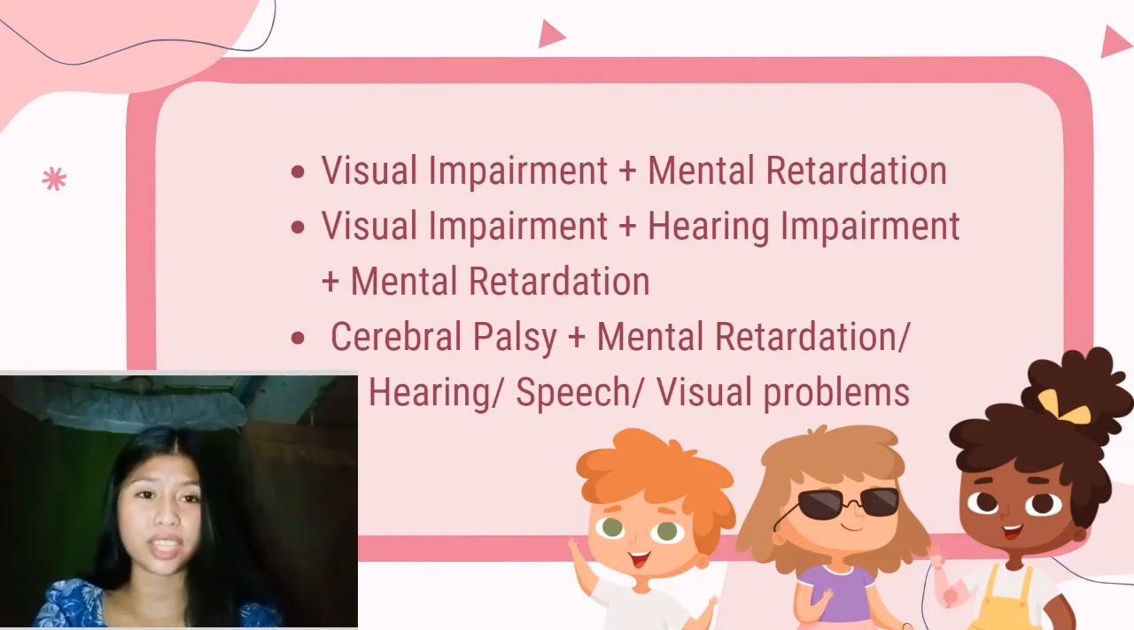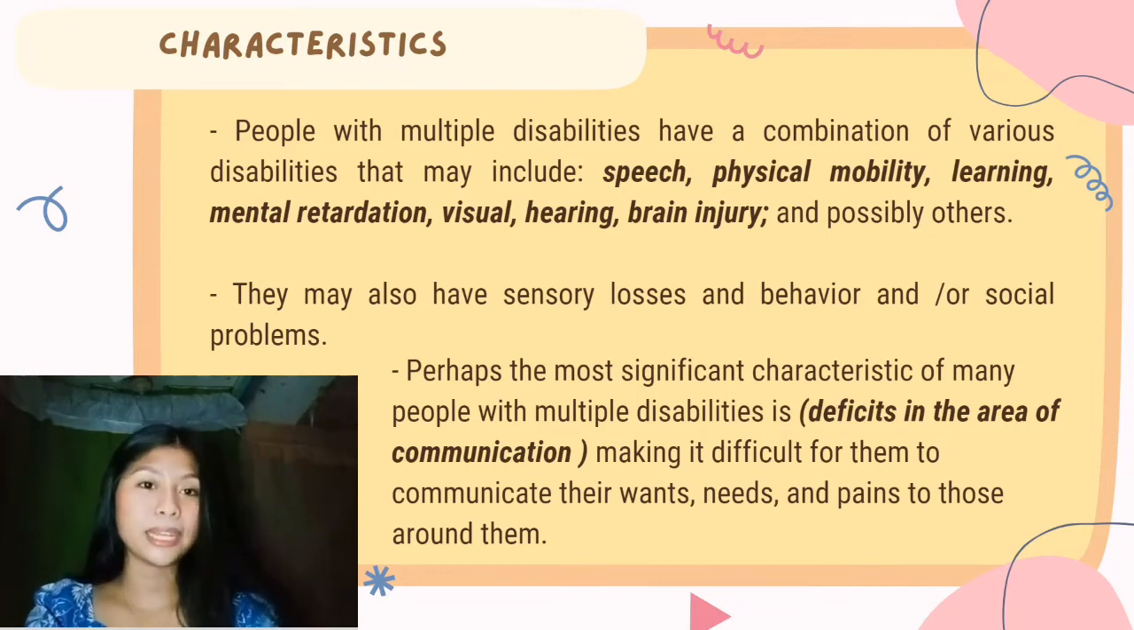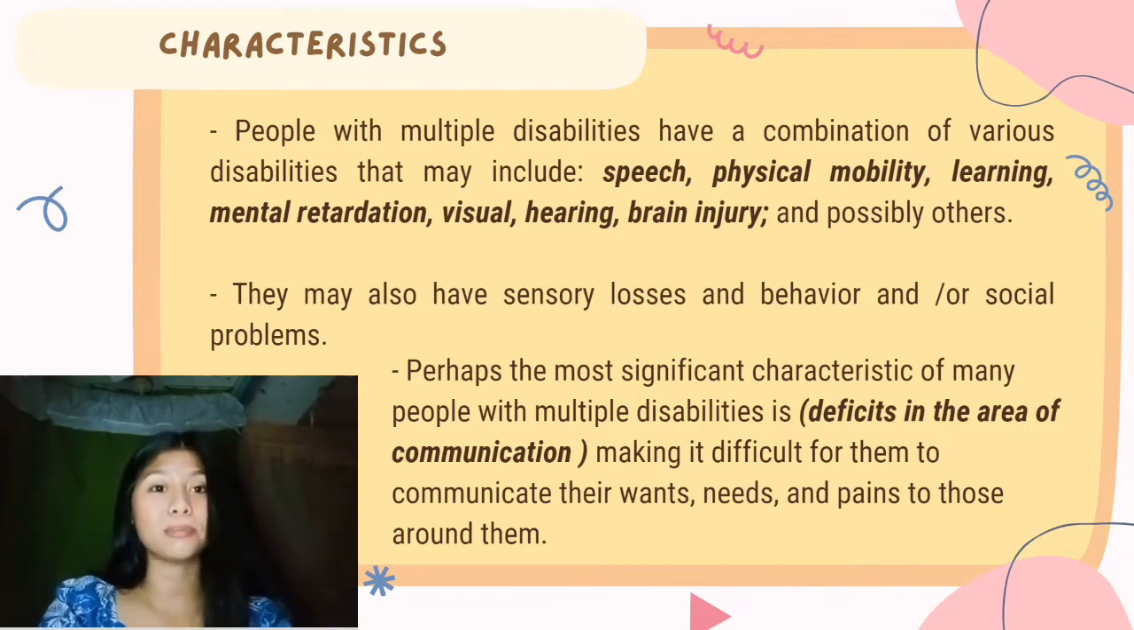So can you now imagine or visualize what multiple disabilities is? Indeed, you can see that it is not just one, but two or more disabilities. Moving on, people with multiple disabilities have a combination of various disabilities that may include speech, physical mobility, learning, mental retardation, visual, hearing, brain injury, and possibly others. They may also have sensory losses and behavior or social problems.